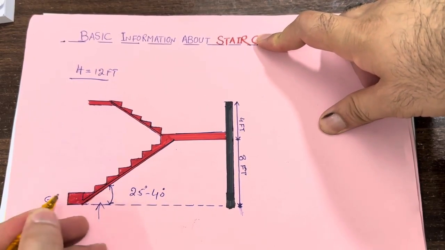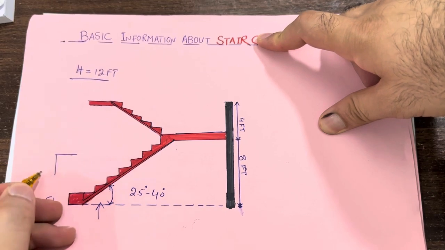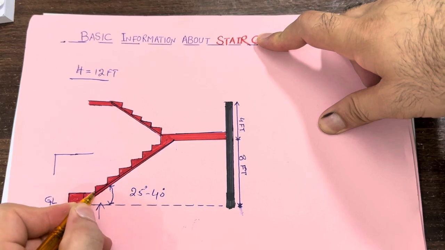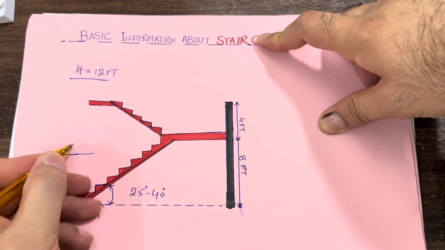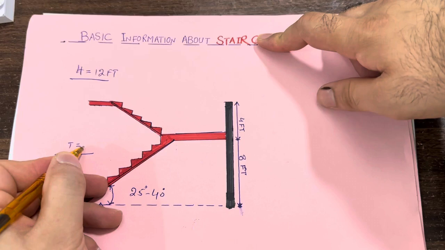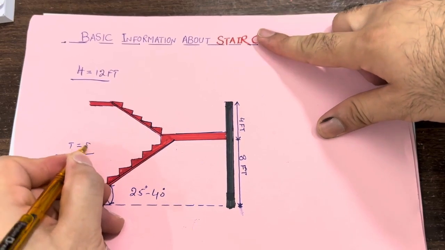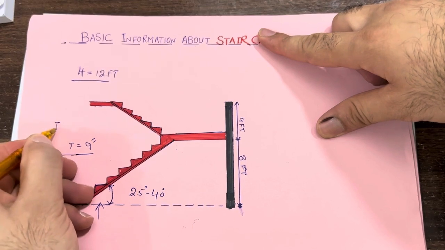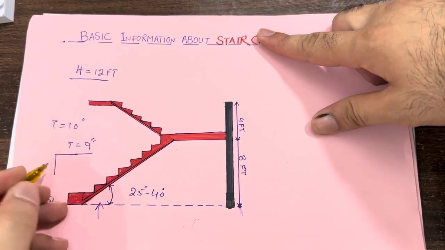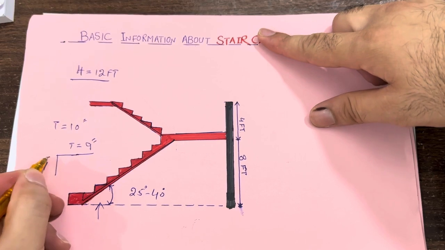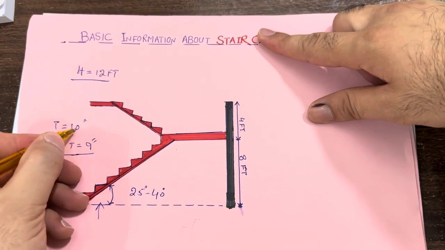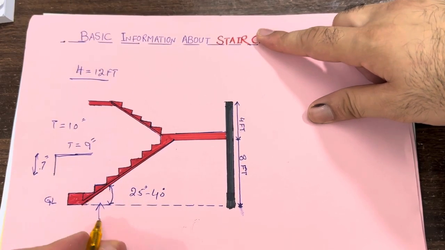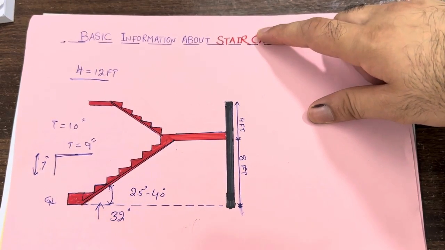So in this case, where we have the riser here, what is a riser, guys? This one is a riser, and this one is the tread. The tread should not be less than 9 inches, but I recommend you normally use a tread of 10 inches, and the riser should not be more than 7 inches. In this case, 7 by 10 inches, so a 10 inch tread and a 7 inch riser, you get about 32 degrees. So this is the best staircase.